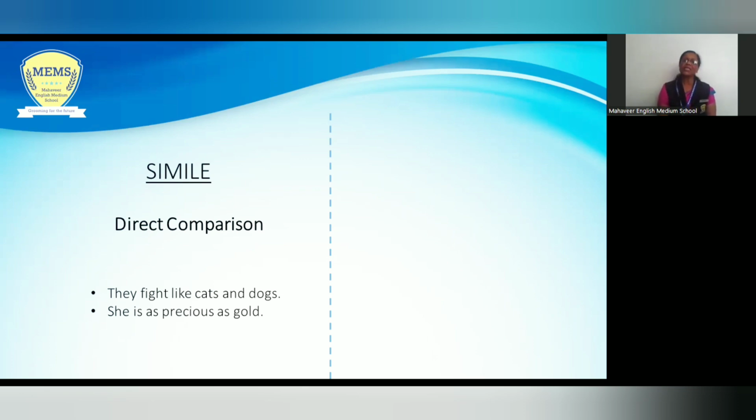S-I-M-I-L-E. In this type of figure of speech, there is direct comparison between two different objects. Why is this particular figure of speech called direct comparison? Because we use the words as, like, or so. Whenever we have these three words, the comparison is considered direct and hence it is simile.